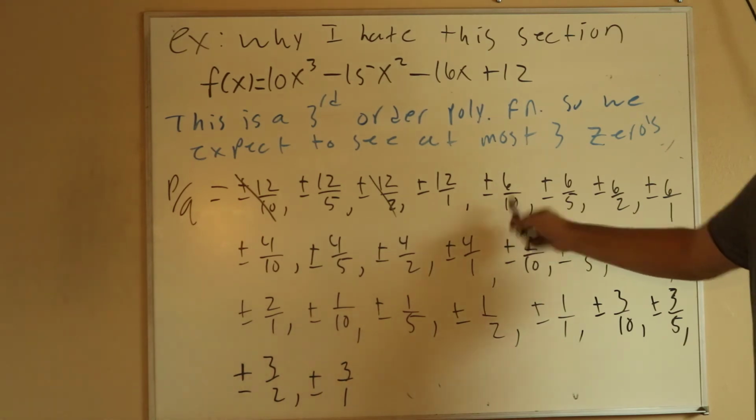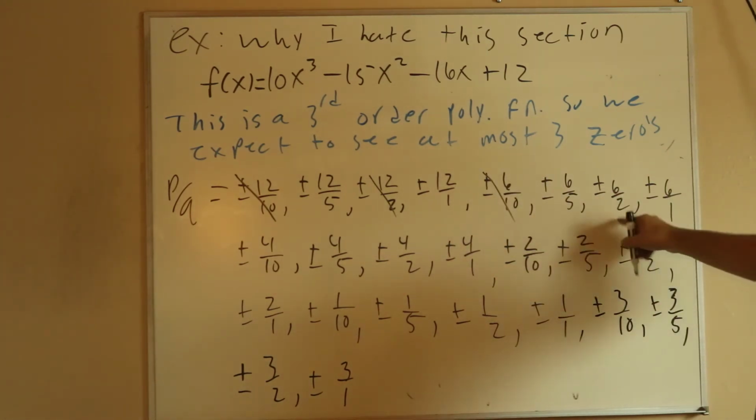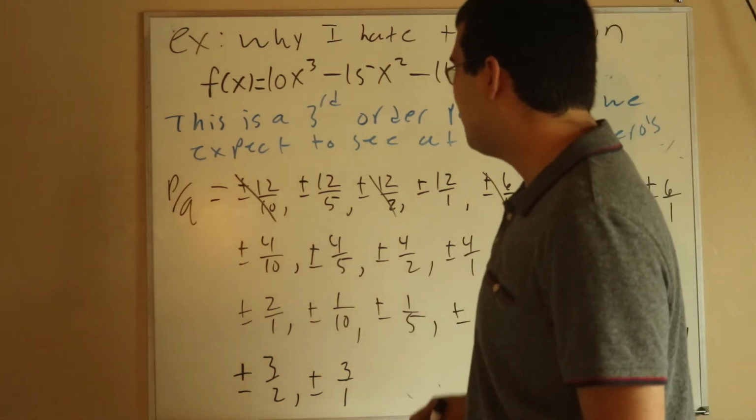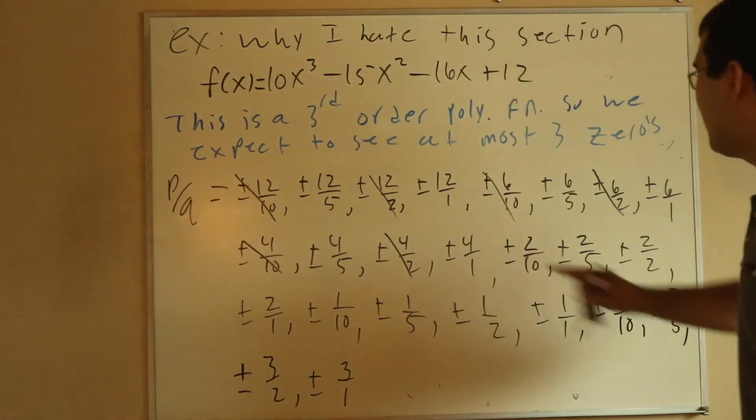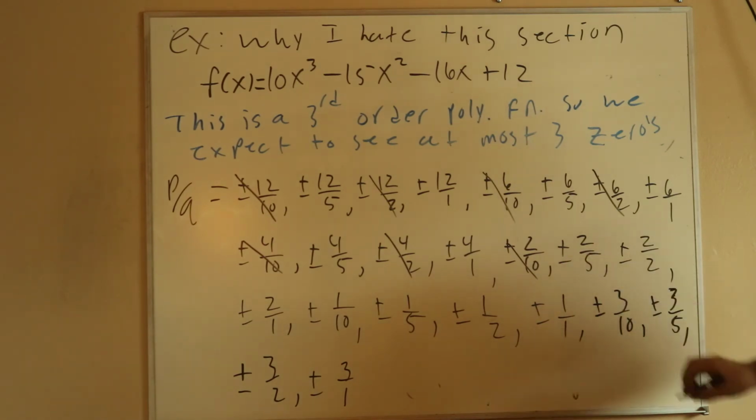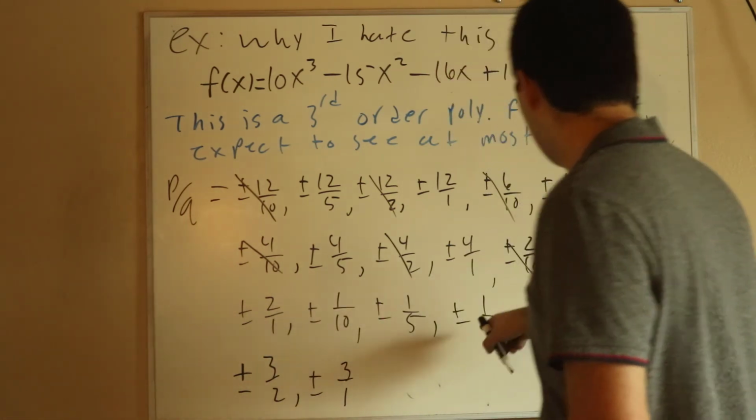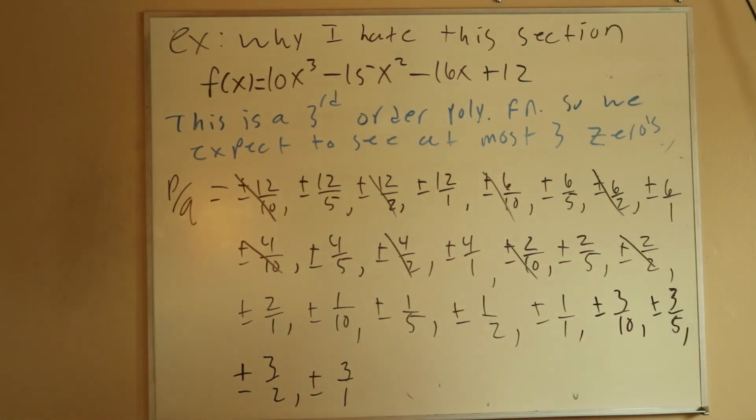Going back into it. 6 over 10 can be simplified into 3 over 5. That's out. Can't be simplified. That simplifies into 3. That's out. Simplifies into 2 over 5. That's out. Can't be simplified. Simplifies into 2. That's out. Simplifies into 1 over 5. That's out. Can't be simplified. Simplifies into 1. That's out. 2, 1 over 10, 1 over 5. Good. Can't be simplified, can't be simplified, can't be simplified, can't be simplified. Great. So we cross some out.